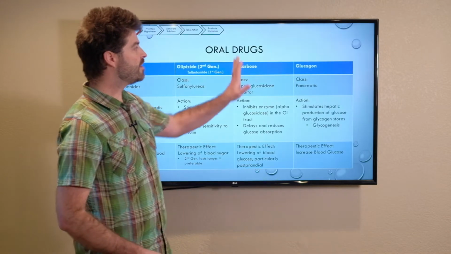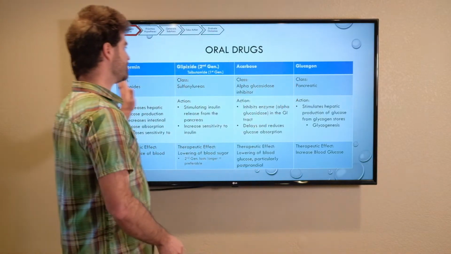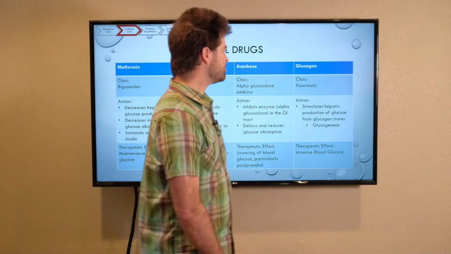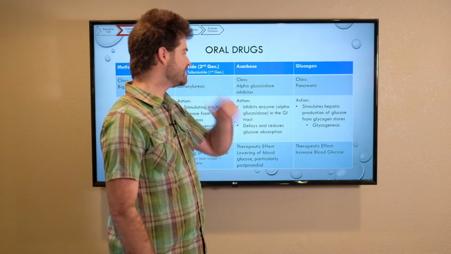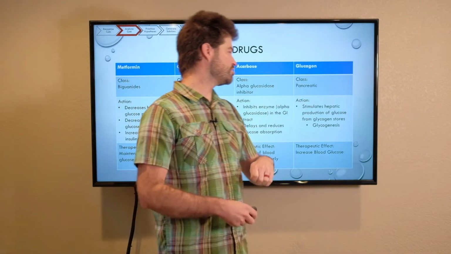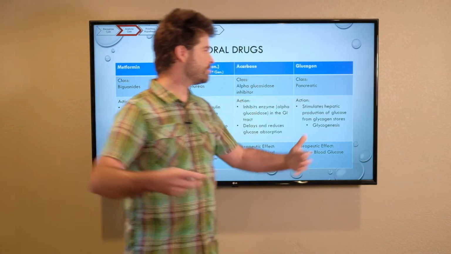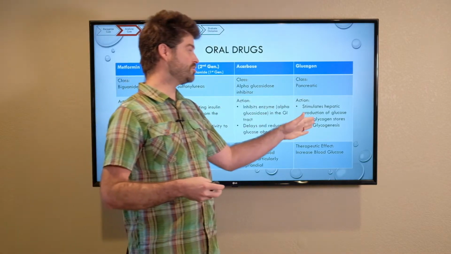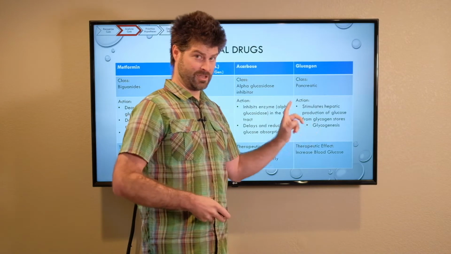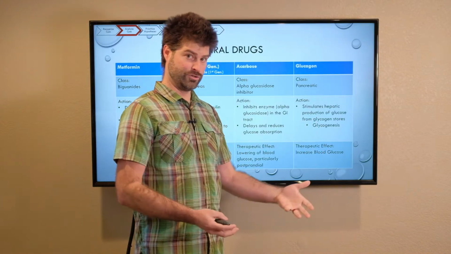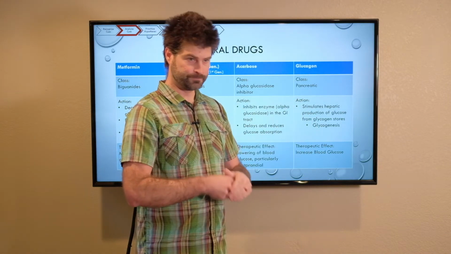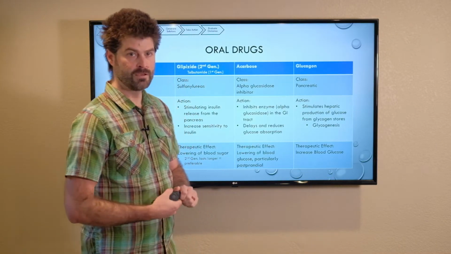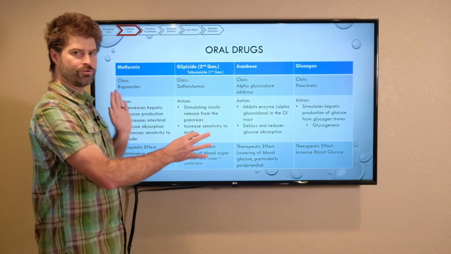Okay? Then we've got glucagon. So all these work to lower blood sugar. Glucagon does something different. So this is pancreatic. So this is going to stimulate hepatic production of glucose from glycogen stores, working to increase blood sugar. So we're not looking to lower blood sugar, we're looking to stimulate glycogenesis in order to increase blood sugar. So this is going to work for our hypoglycemic patients. All right, so those are our big oral drugs.